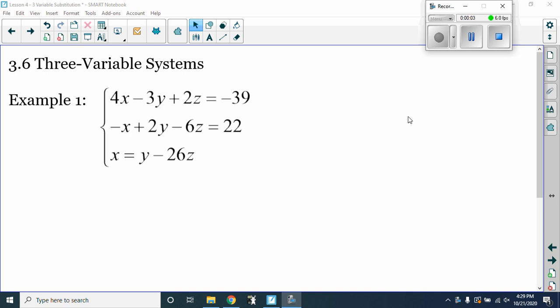This is the short notes from section 3.6, solving three variable systems by substitution. We're only going to do substitution today here.